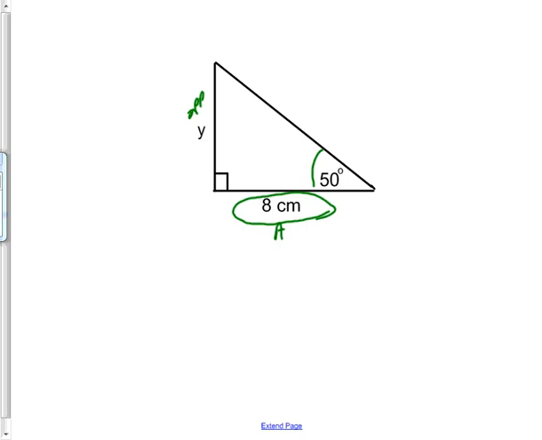All right, so I need to pick either sine, cosine, or tangent. And I agree, tangent is a good choice because we have opposite and adjacent. So I start with tan. Technically, it's a lowercase tangent, which doesn't really matter much, but it's supposed to be a lowercase t.